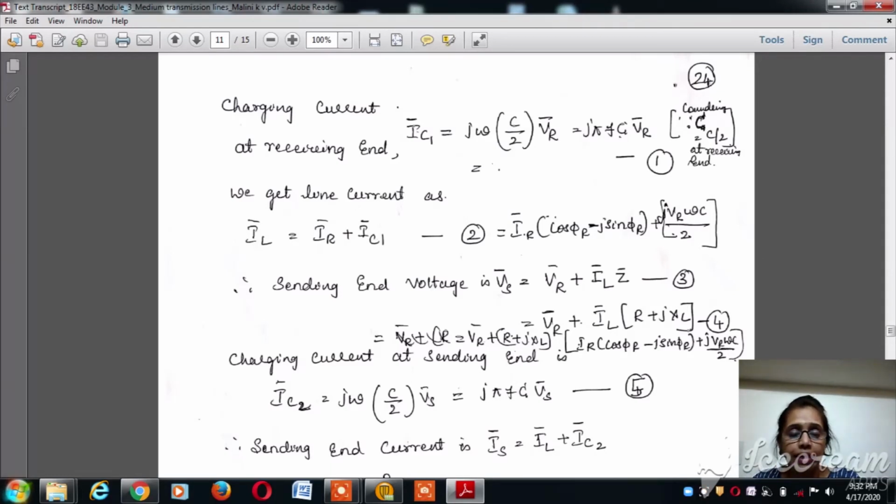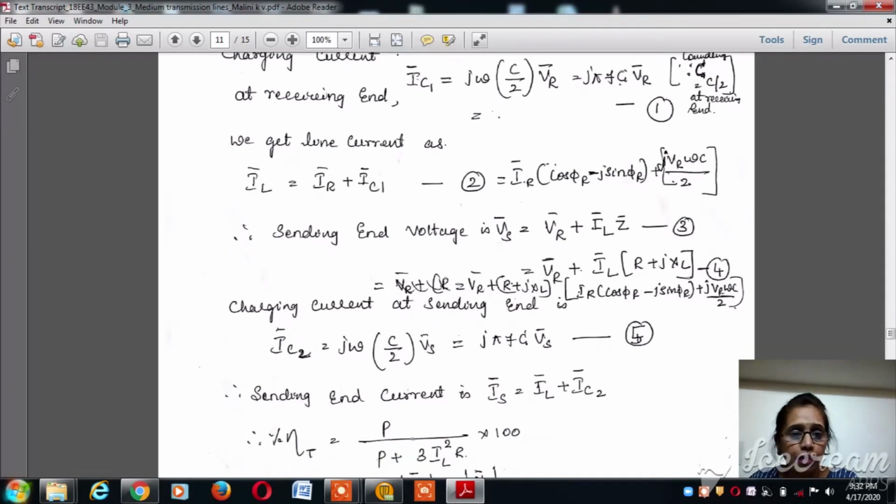So we get the line current IL is equal to IR plus IC1. Keep this as equation 2, whereas the expression for IC1 is equation 1. So now IL is nothing but equal to IR into cos phi R minus j sin phi R plus IC1, which we have seen here is j pi f C into VR. That can be further written as j into VR omega C divided by 2, since instead of pi f we can write omega again, VR into omega C divided by 2.